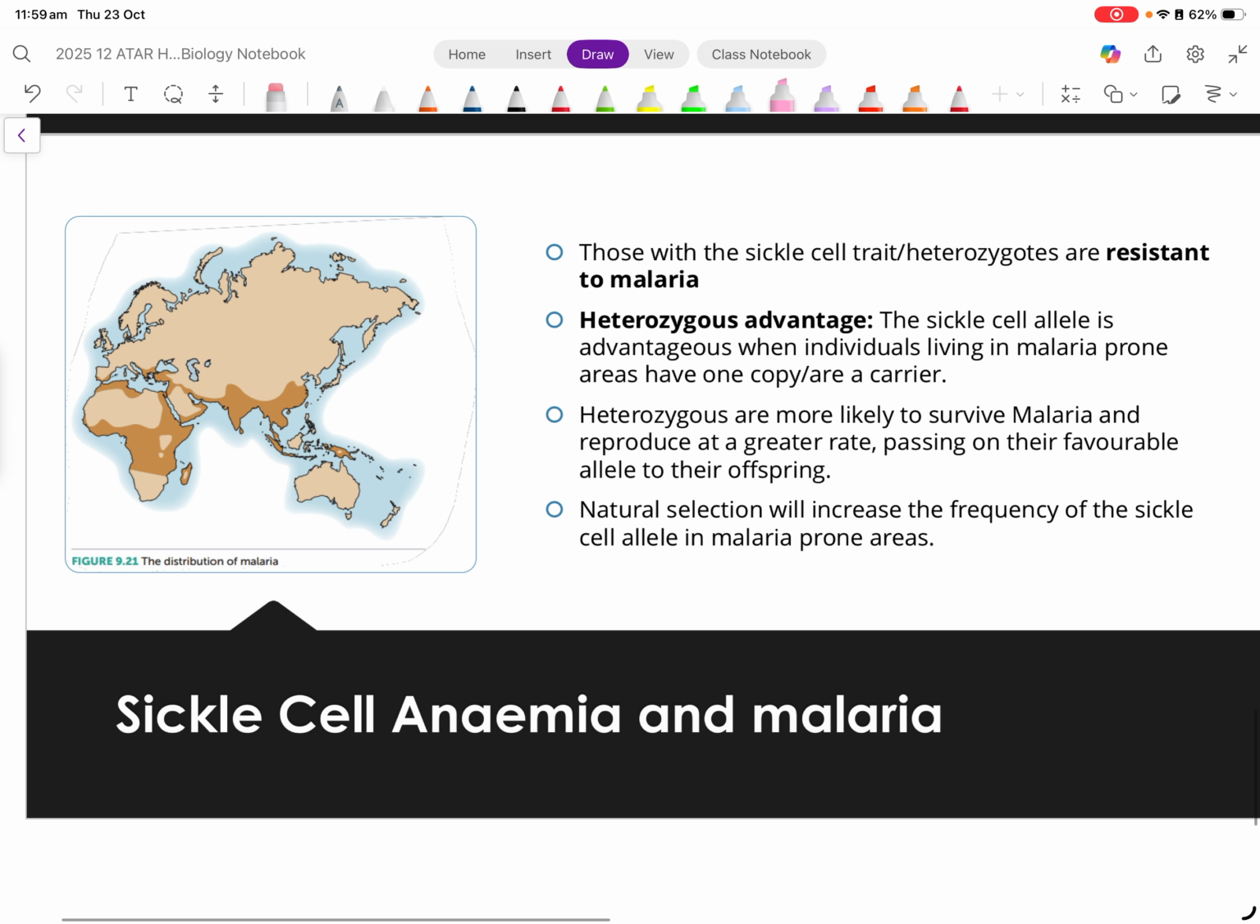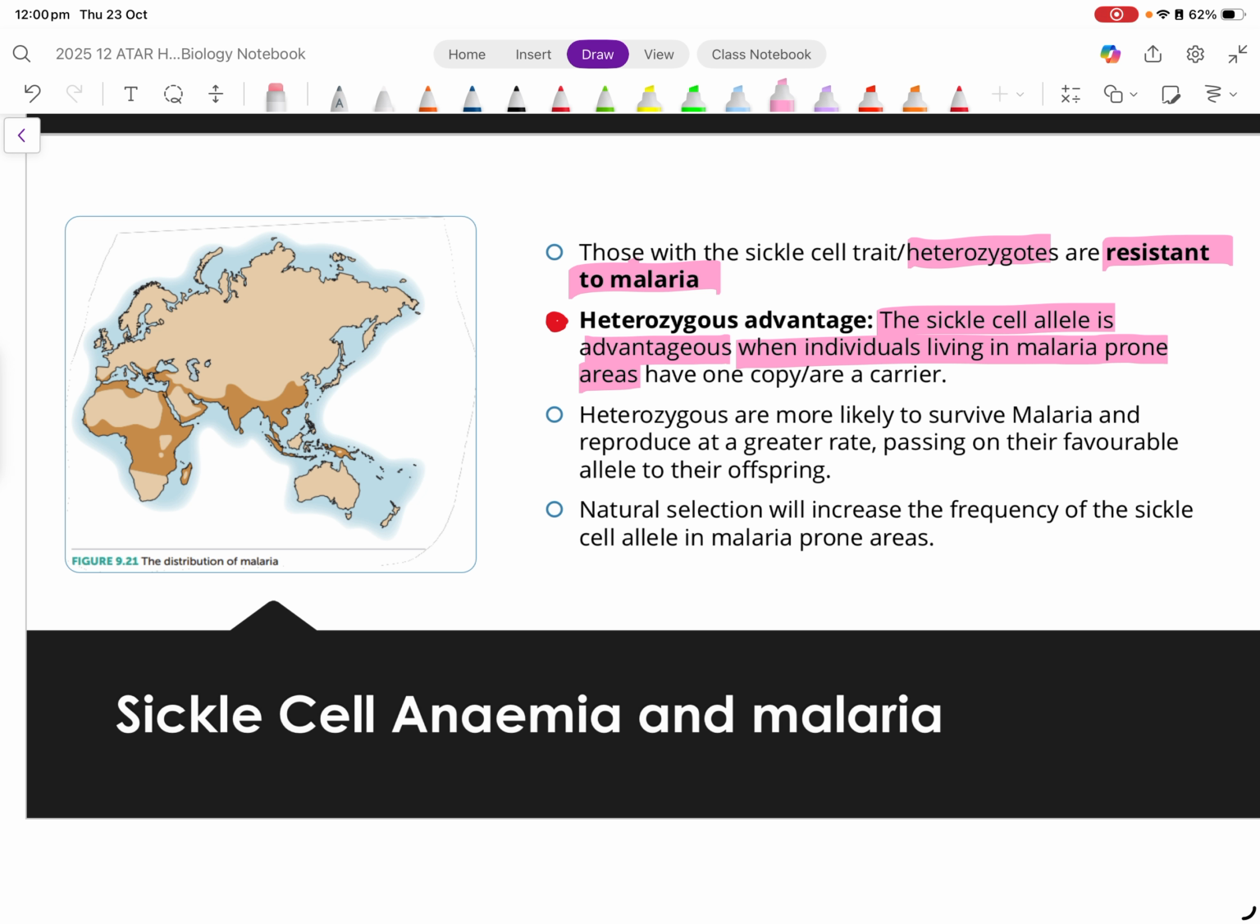So let's look at sickle cell anemia and malaria now. The sickle cell trait, specifically in the case of heterozygotes, is resistant to malaria. So this heterozygous advantage is our key idea here. If I change this point to red here to really hone in on it, a heterozygous advantage is expressed in this particular instance as the sickle cell allele is advantageous when individuals live in malaria-prone areas. An individual who's heterozygous for sickle cell anemia is not going to have a survival advantage in an area without malaria. We're dependent on this notion that these individuals live within an area that is prone to malaria.